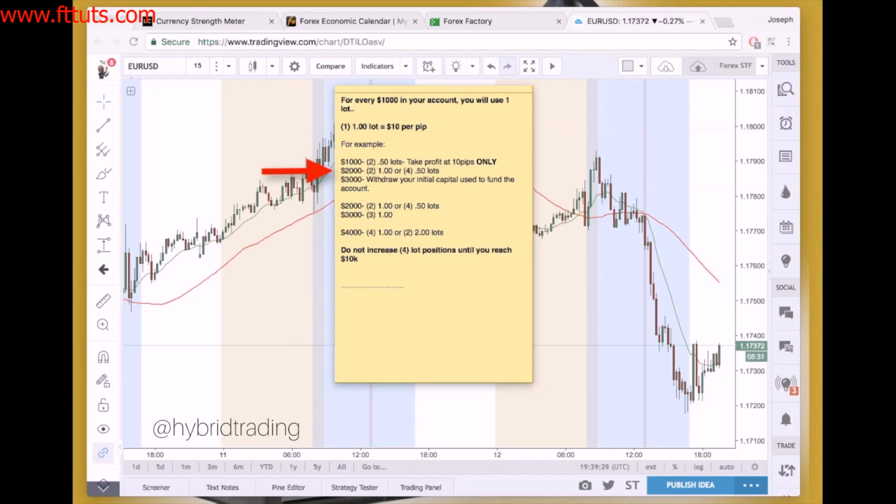You will be taking profit at 10 pips and letting positions run down to 20, 30, or even 40 pips, depending on your tolerance. All right, once you make it to $3,000 on your account, you will immediately withdraw your initial capital, which was $1,000 that you used to fund the account.